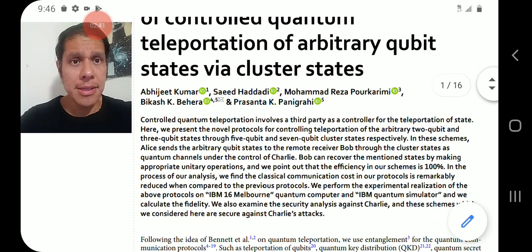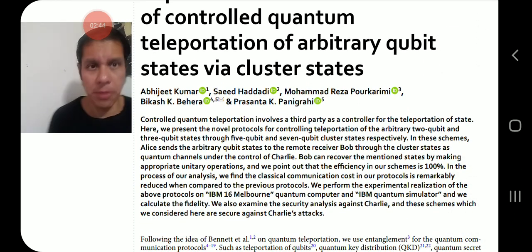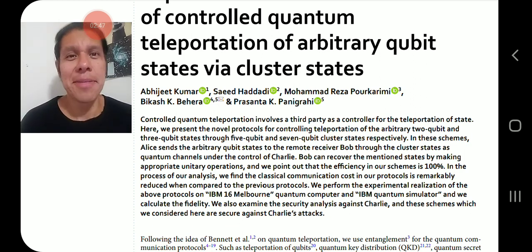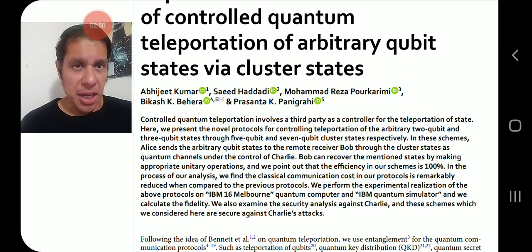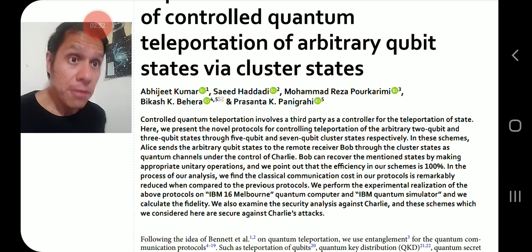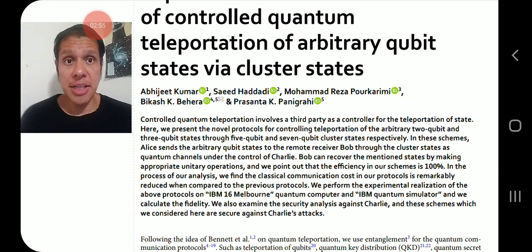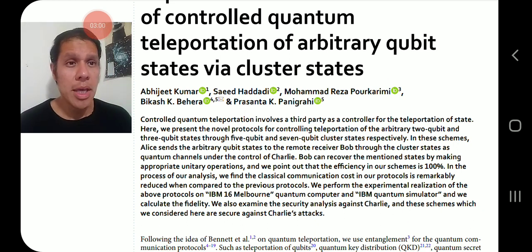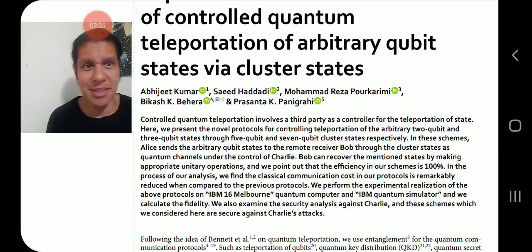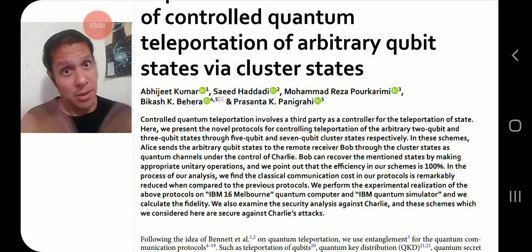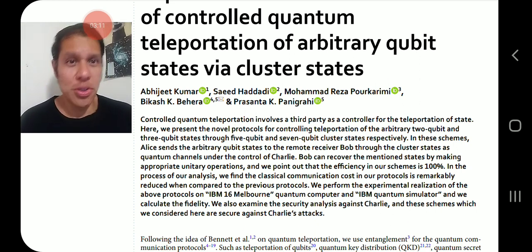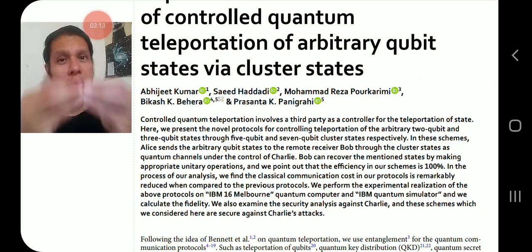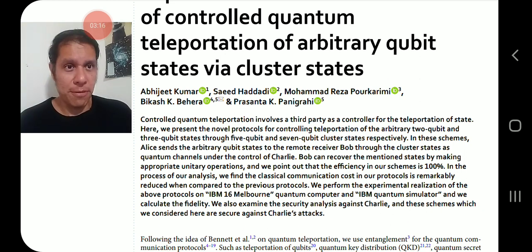Okay, so let me just read the heading, because I think they do a very good job in presenting the case. Control quantum teleportation involves a third party as a controller for the teleportation of states. Here we present the novel protocols for controlling teleportation of the arbitrary 2 qubit and 3 qubit states through 5 qubit and 7 qubit cluster states, respectively. So you can see right away they're going to be using more than just one medium state to teleport information from one state to another.